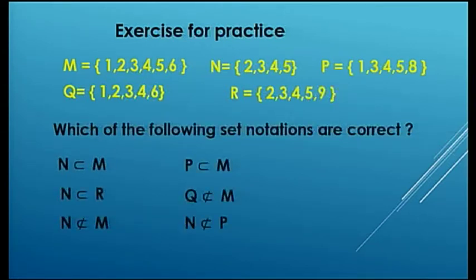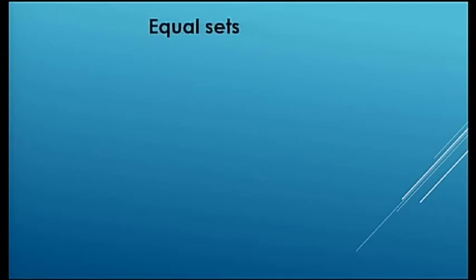You must remember that for a set to be a subset of another, each and every element of the smallest set must come from the larger set. So observe the sets well, then you find out the answers. Let's move on to equal sets.